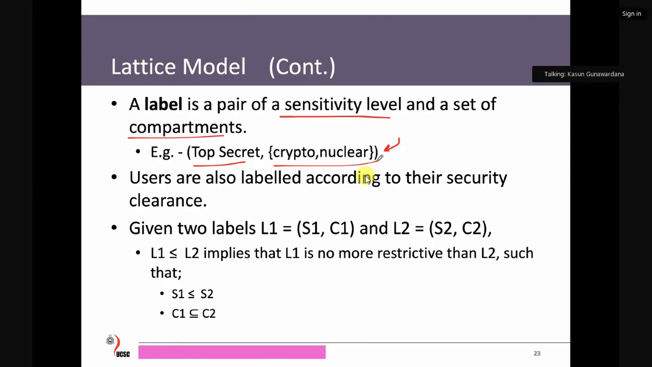Similarly, users are also labeled according to their security clearance. So users are also labeled.